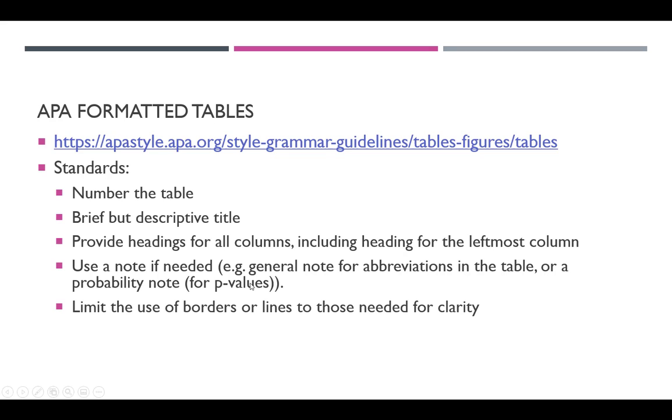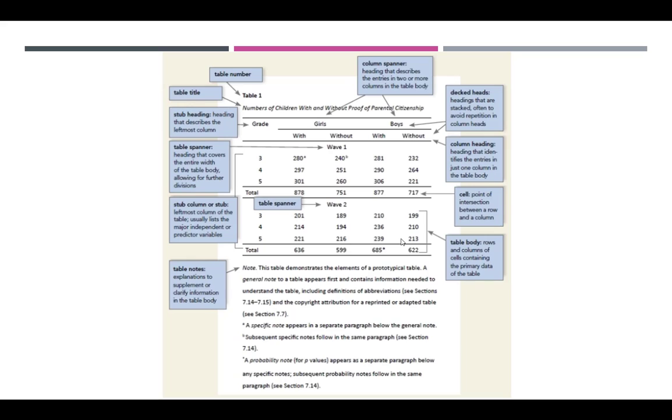And then limit the use of borders or lines because they argue it makes it look clearer and more straightforward to interpret. I think sometimes it can actually make it harder, but there we are. So this is an example that the style blog provides. It gives you a nice, clear idea of the table numbers.